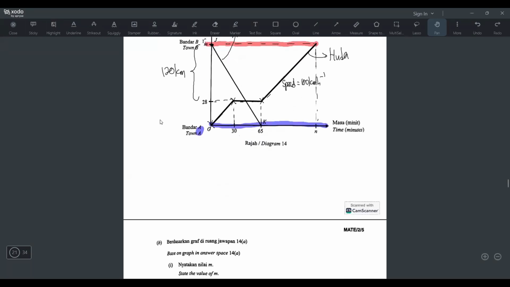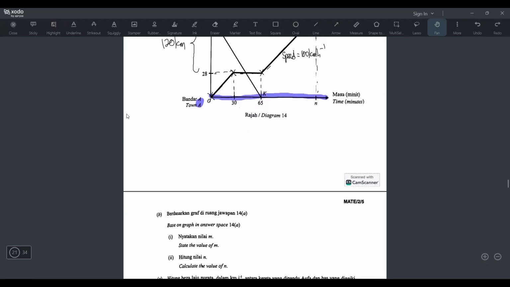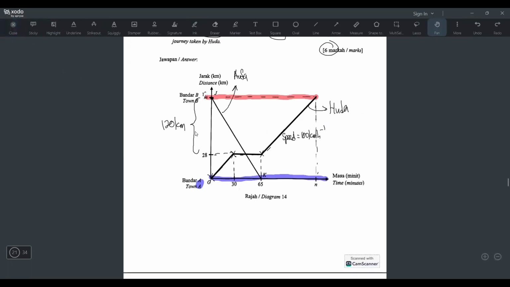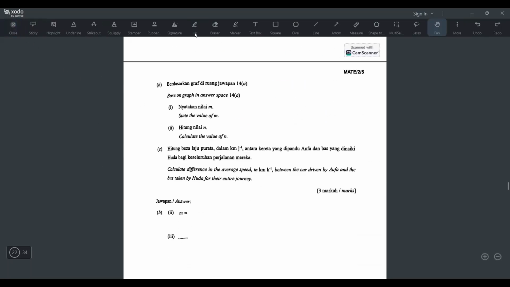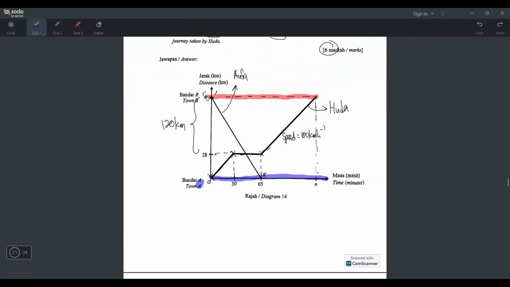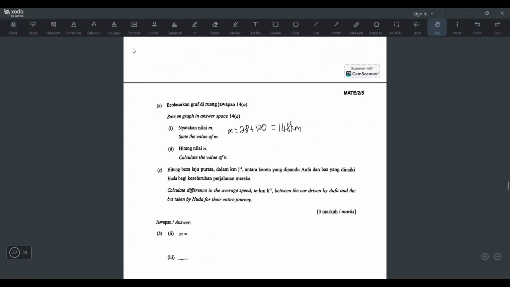Now the next part is doing B, right? For the B working, I will write it here. Let's see what they want. Based on the graph in answer space 14A, state the value of M. I told you already, M is 28 plus 120. So I'll write M equals 28 plus 120, and the answer comes out to 148 kilometers. Let's go to the diagram and write 148 here. Next question, what do they want?